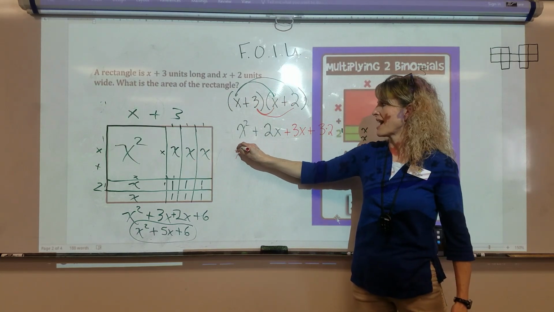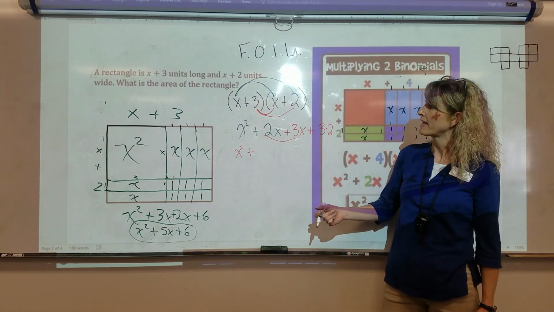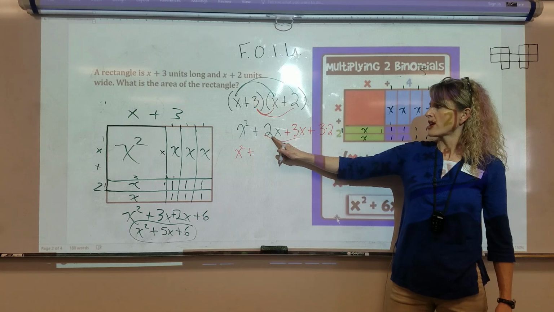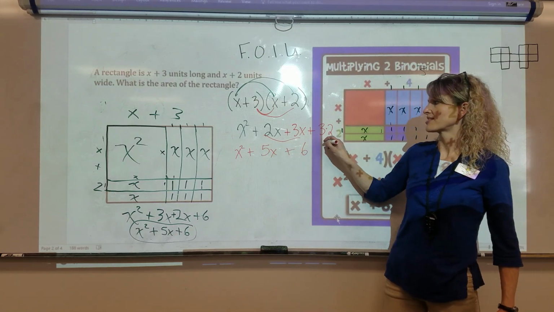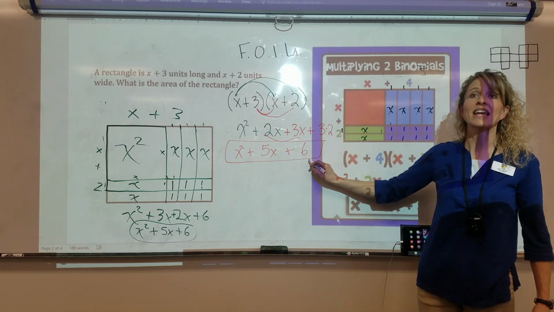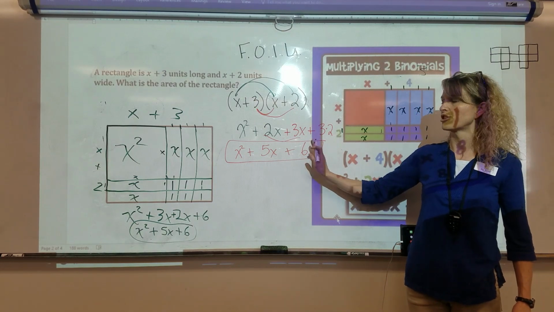So now I'm going to combine like terms. What's my next step? Combine like terms. I have 2 x's plus 3 x's. Altogether I have 5 x's. And then 3 times 2 is 6. Nothing else is like. Do not add anything else together. They are unlike terms. You're done.